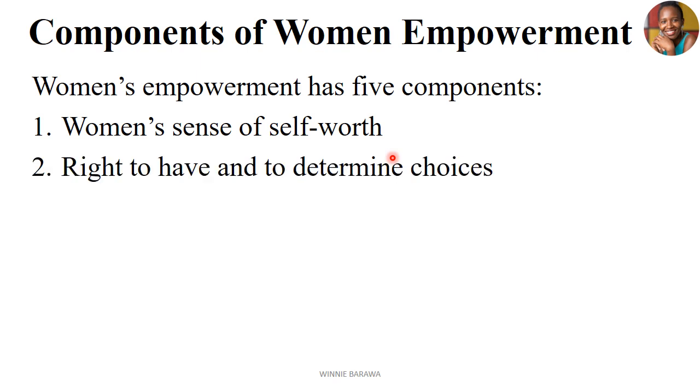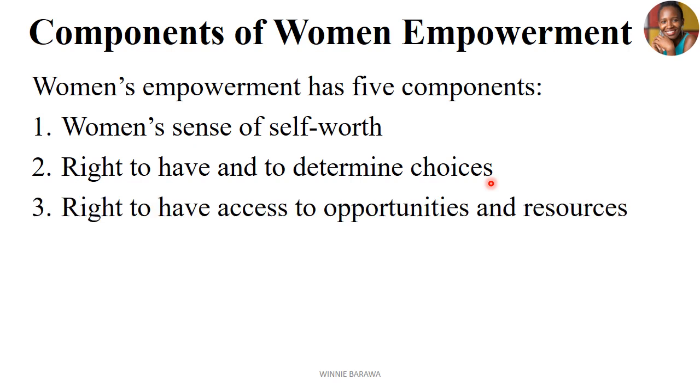The second concept was to revive the right to have and determine choices. Remember, the choices women made were culturally determined, and at some moments they weren't their own choices but community decided choices. For this, women empowerment needed to give that power back to women so that they could make their own choices. Call it bodily choices, bodily autonomy, the right to join different associations, to own properties and so on.